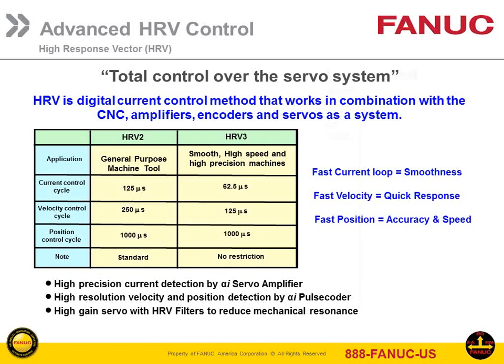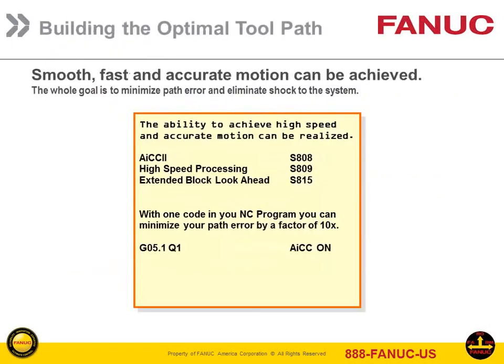Okay. And then some of the options that you need, and again, these are ones I'm just touching on. There's much more that needs to go with these. But AICC2, high-speed processing, and extended block look-ahead are some of the ones that you need. And then to turn those on in the program, it's a G5.1 Q1 that actually turns it on. Typically, you'll have an R word in that line also to select the different levels.